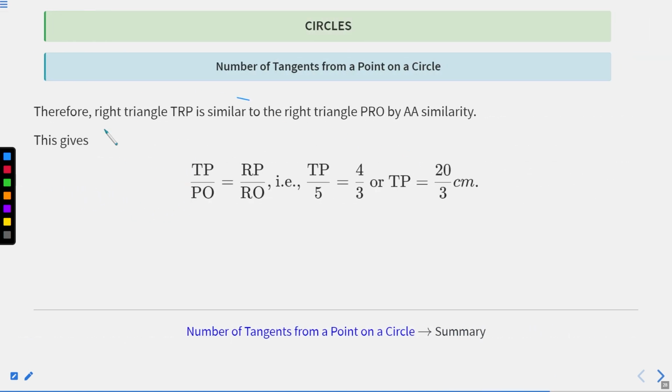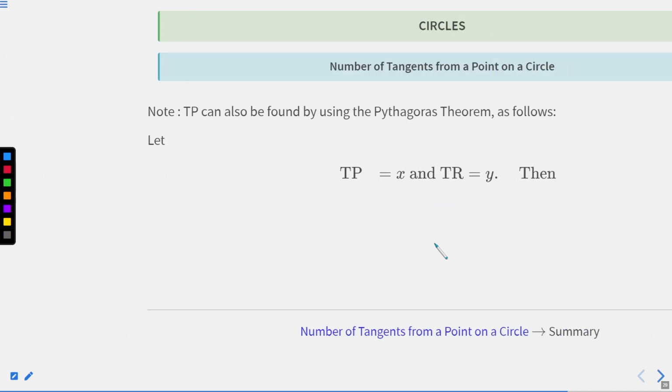Therefore right triangle TRP is similar to right triangle PRO by the angle similarity criteria. This gives TP by PO equal to RP by RO, that is TP by 5 is equal to 4 by 3, where TP is equal to 20 by 3 cm. So TP is equal to 20 by 3 cm.